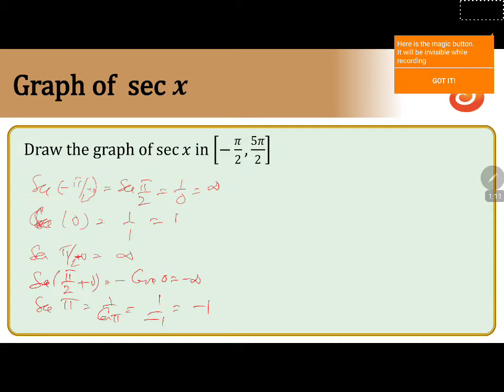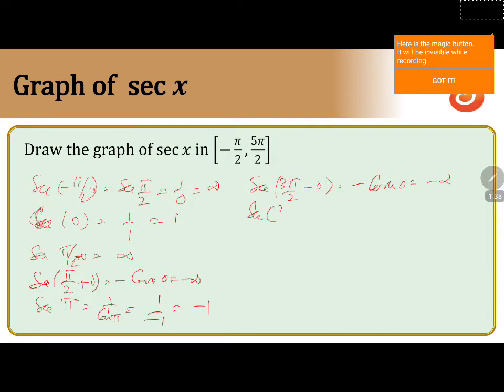Then let me go for secant 3 pi by 2 minus 0. Okay, 3 pi by 2 minus 0. So 3 pi by 2 minus 0 is third quadrant. Third quadrant secant is negative. Minus cosec 0. So you'll get minus infinity.